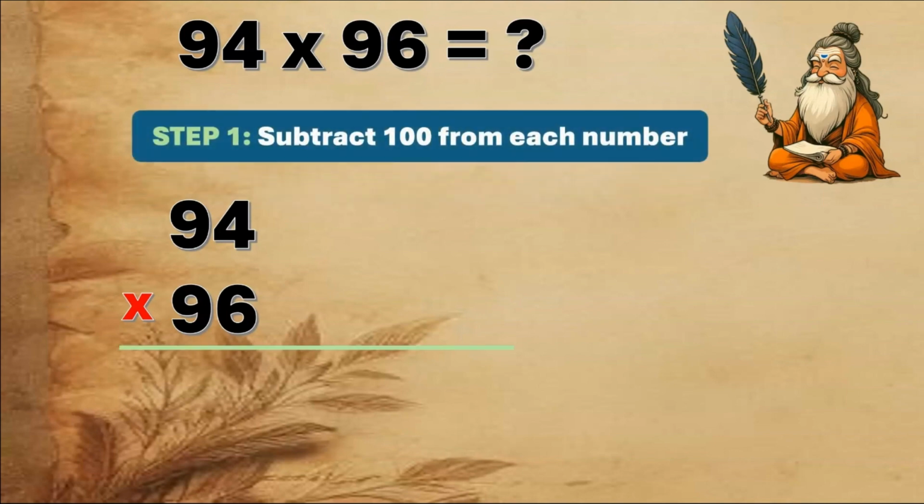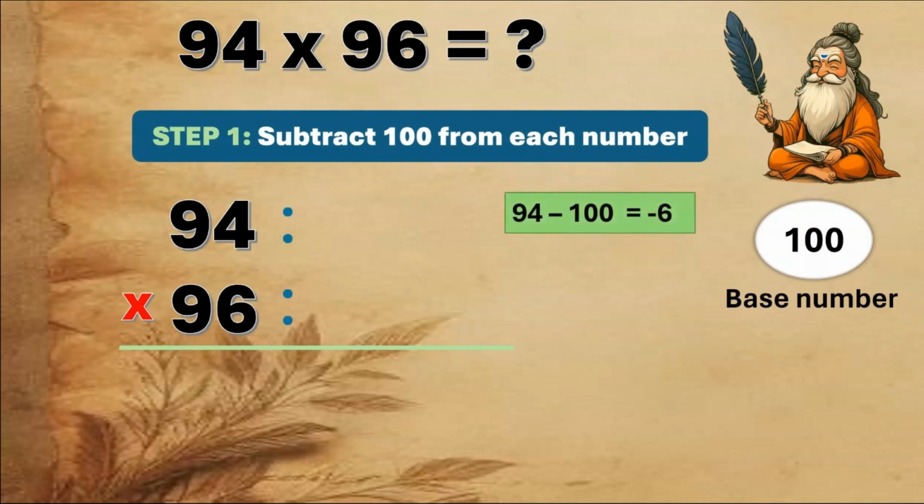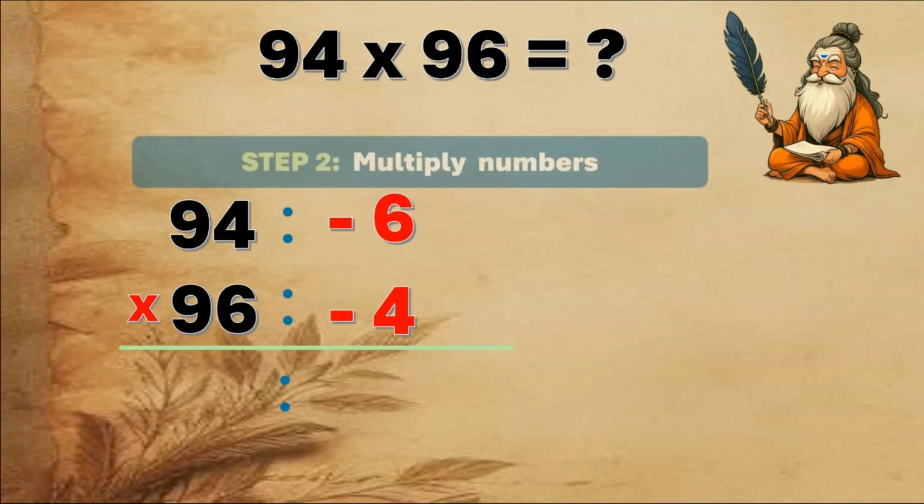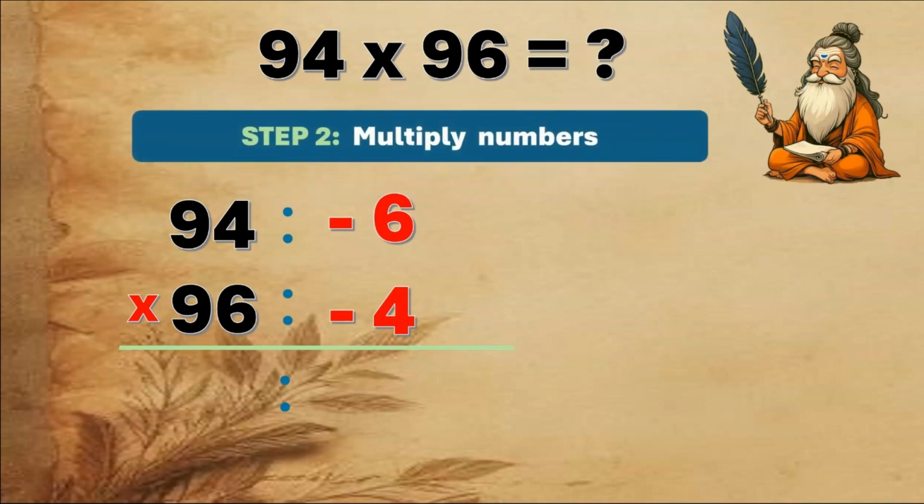Step 1. Subtract 100 from each number. As 94 and 96 are both close to 100, 100 is the base number. 94 minus 100 is equal to minus 6, and 96 minus 100 is equal to minus 4. Step 2. Multiply the numbers. Minus 6 multiplied by minus 4 is equal to 24.